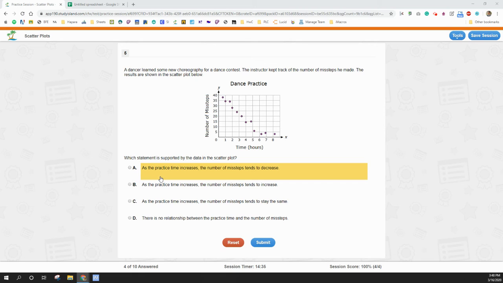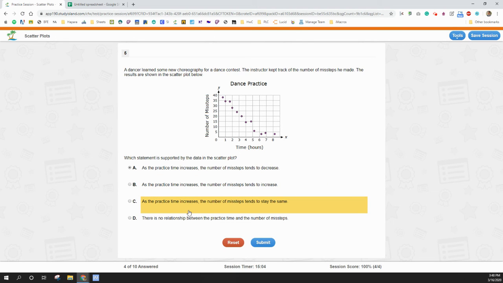Let's read through them. A, as the practice time increases, the number of missteps tends to decrease. That's absolutely true. Again, increases time, decreases missteps. That's what that says. Let's read through the other ones and we know why they're wrong. As practice time increases, the number of missteps tends to increase. That's not true. Increasing would mean that the number of missteps is going up, and the number of missteps is clearly not going up as practice time increases.